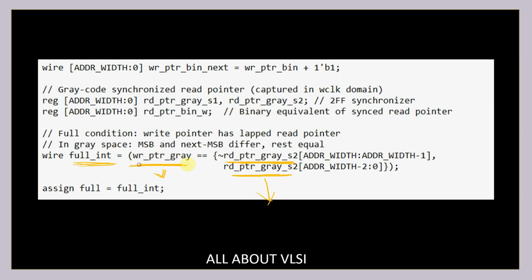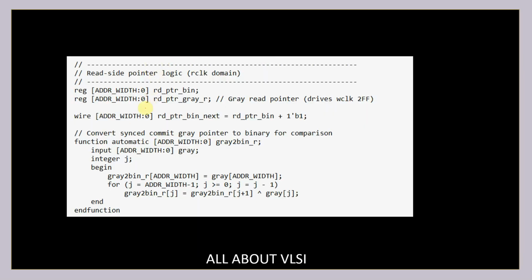So the write pointer gray is equal to the complement of the first 2 bits, since they are flipped, and the read pointer gray has the last 2 bits remain the same, then full is equal to 1. That is what we have written over here. Assign full is equal to full underscore enter. That's it. Now, next is the read side logic.